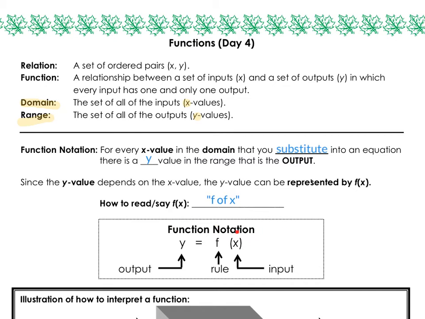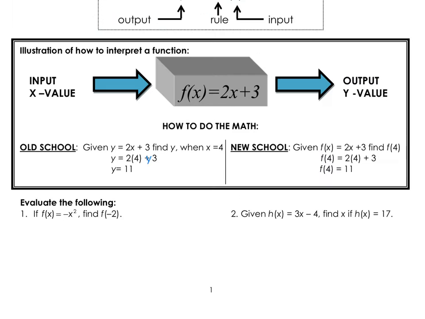So this down here is function notation. Y equals is just another way of saying f of x equals. So our output is the y, and then this is the rule of the input. So f of x. So these are equivalent. So here's an illustration of how to interpret a function: input our x values, we put them into the function, and then we get out our y values, or the output.